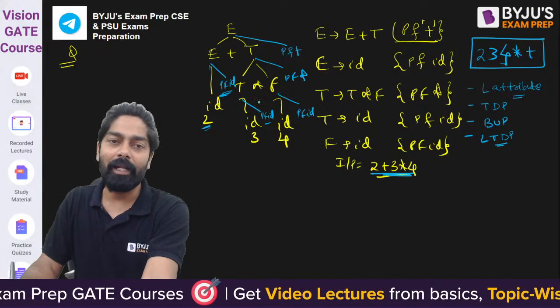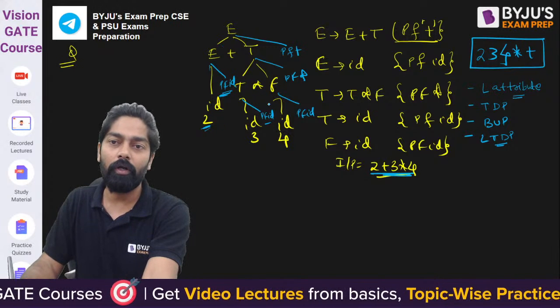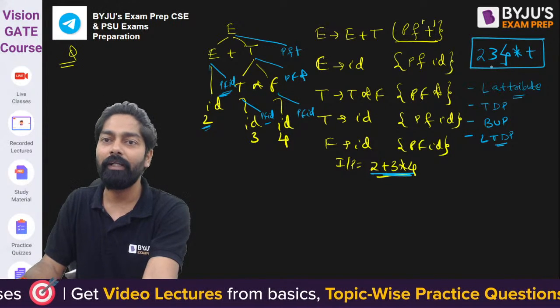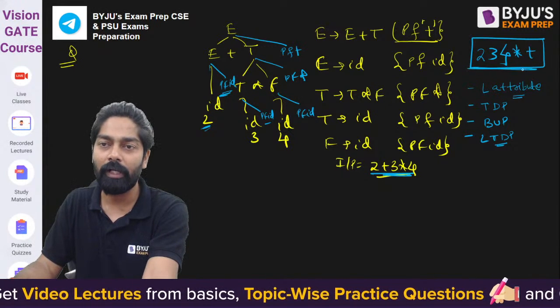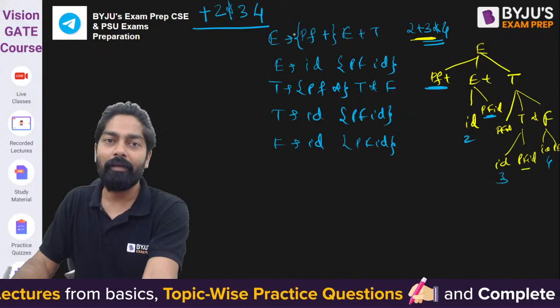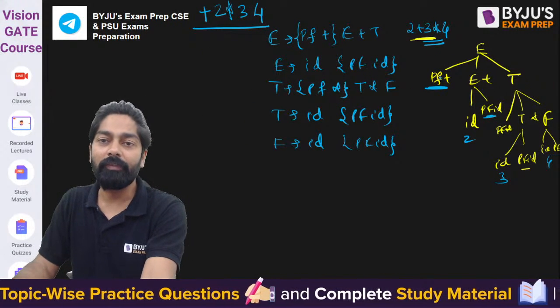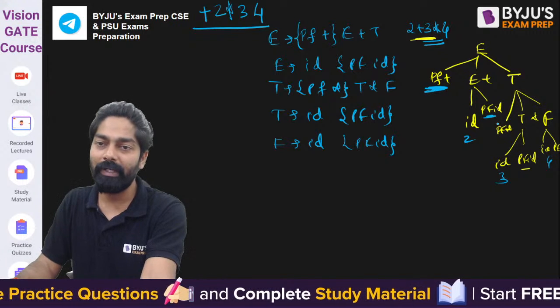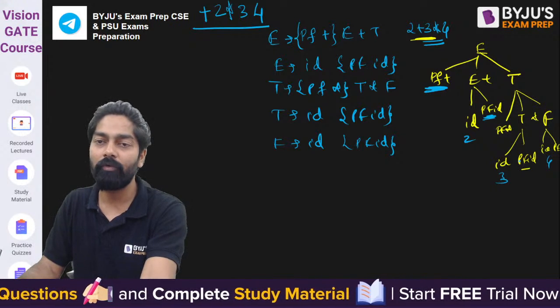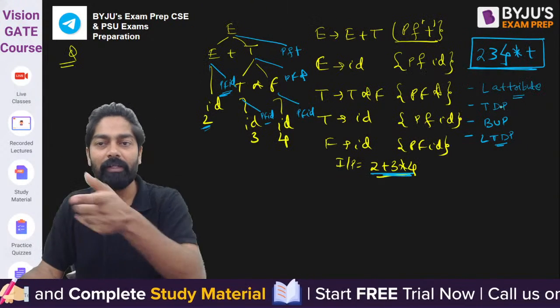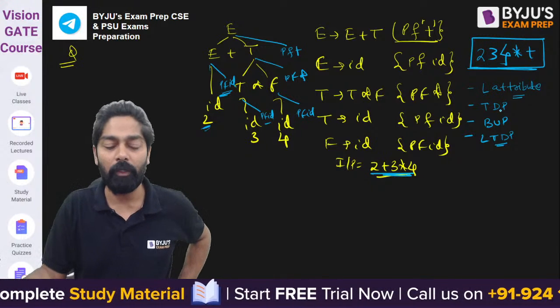Because in L attribute evaluation we follow semantic rule order, that's why we are getting different answers. Here we are getting 2 3 4 star plus, and here we are getting plus 2 star 3 4. Why? Because we are following semantic rule order. Are you getting my point? But what happens if I try to parse with a top down parser?